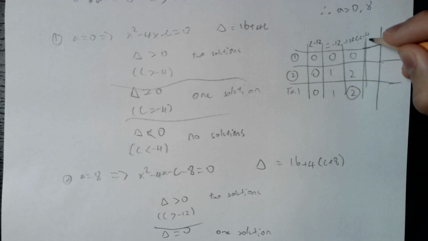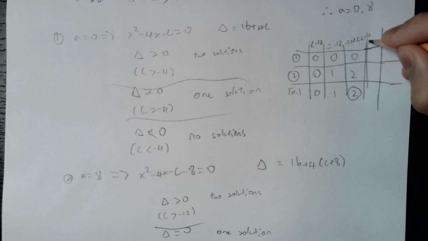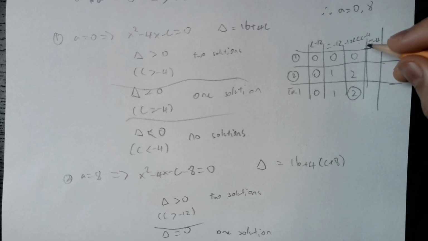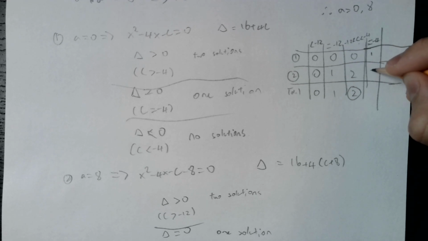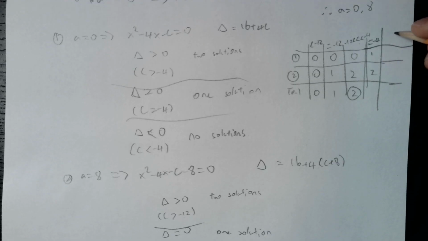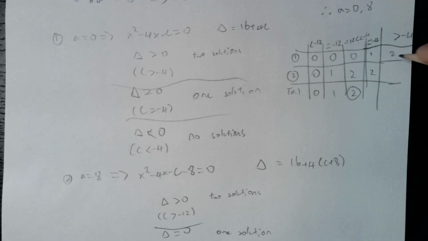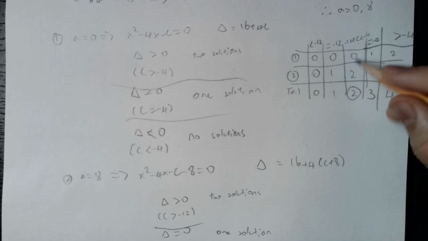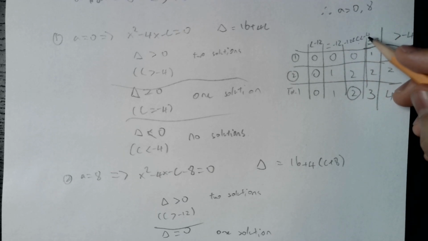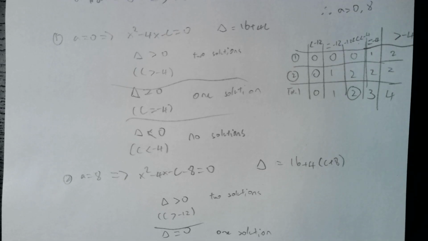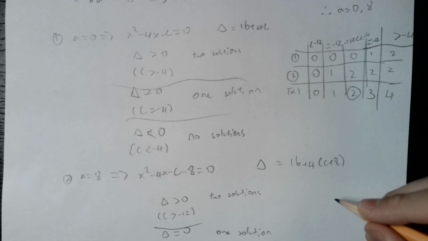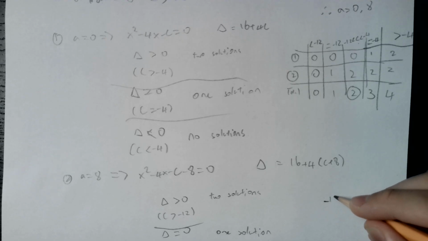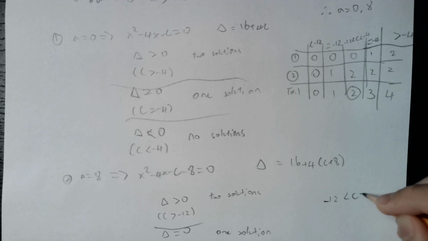So continuing on, we have if it's going to be equal to -4. Here we have 1 solution here, 2 solutions there, and if it's going to be bigger than -4, 2 solutions here, 2 solutions here, and so 4 solutions in total. Now here we can see that if c is in between -12 and -4, this works. So I'll write that down. In between -12 and -4.